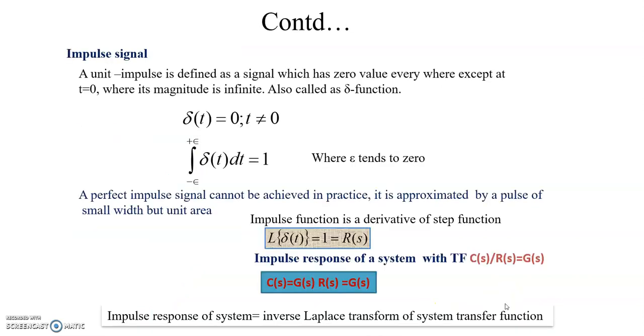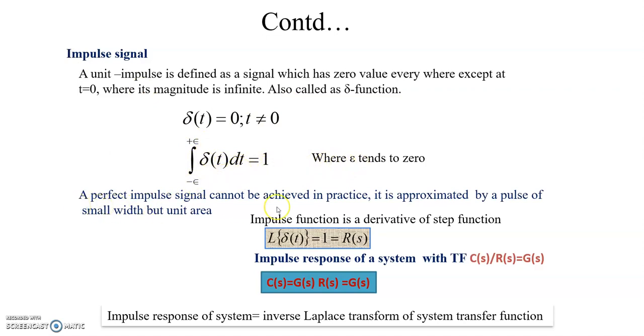Next one is the impulse signal. The unit impulse is defined as a signal which has zero value everywhere except at t equal to 0, where its magnitude is infinite. It is also called the delta function. So delta of t is equal to 0 when t is not equal to 0. The integral of the impulse signal from minus epsilon to plus epsilon of delta of t into dt is equal to 1, where epsilon tends to 0.